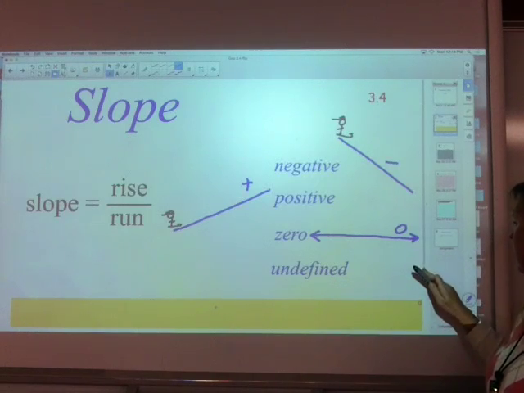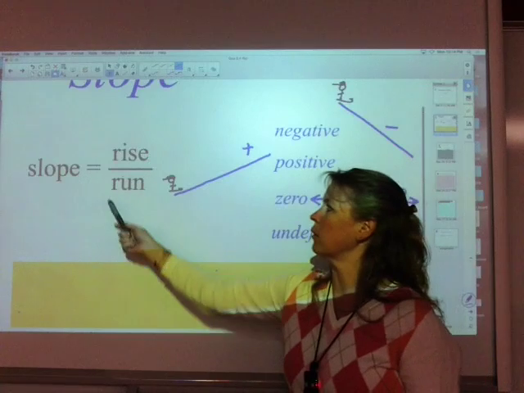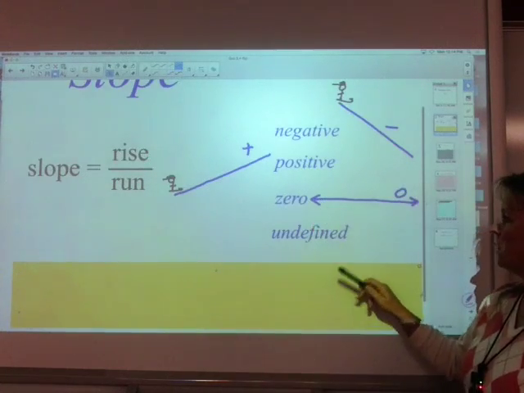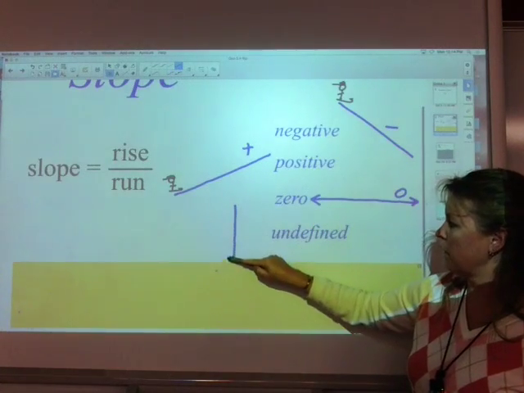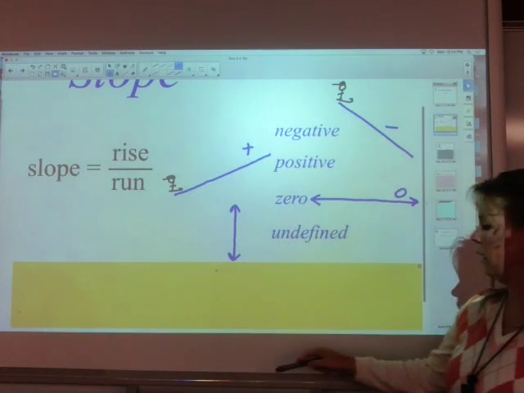And an undefined slope, that's a slope that doesn't even exist. It's when you don't have a run. If you don't have a run, you can't divide by it. An undefined slope would be a slope like this, straight up and down.